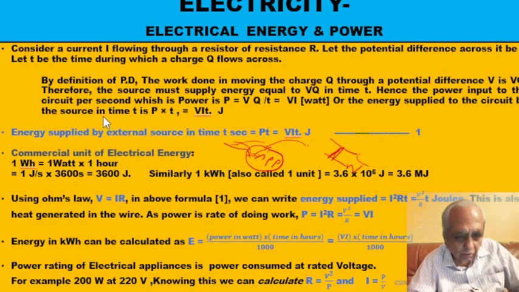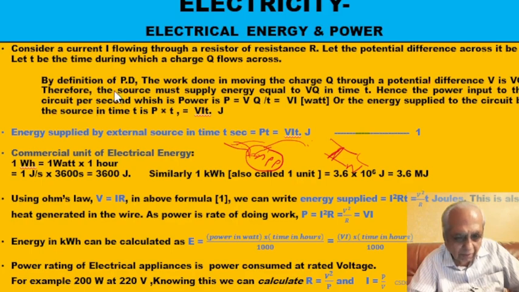Short circuit is due to live and neutral wire touching one another, outside or inside the appliance. Okay? So, now we will go to today's topic of electrical energy and power.